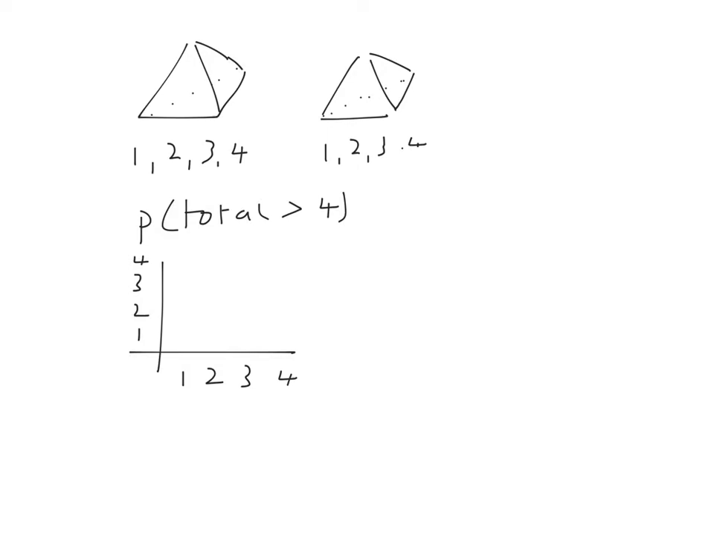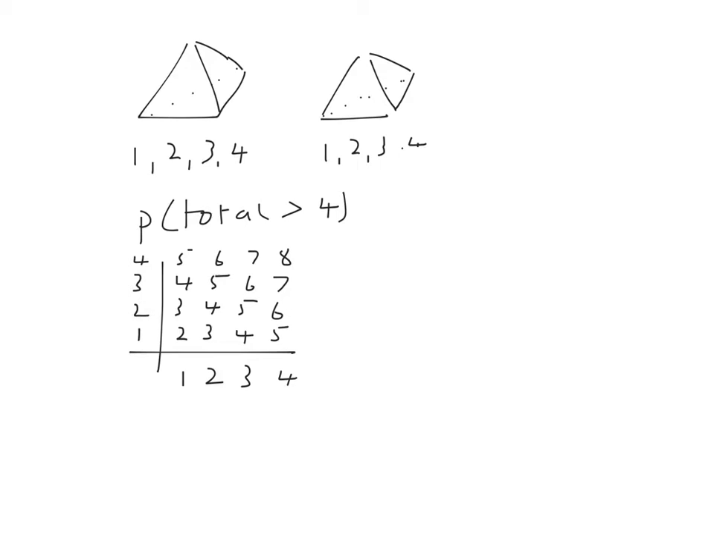And what are the possible totals? Well, 1 and 1 is 2, 2 and 1 is 3, and so on. So we get all the possible totals when two tetrahedra are thrown. So this shows a possibility space diagram. It shows the possibilities in a diagram.